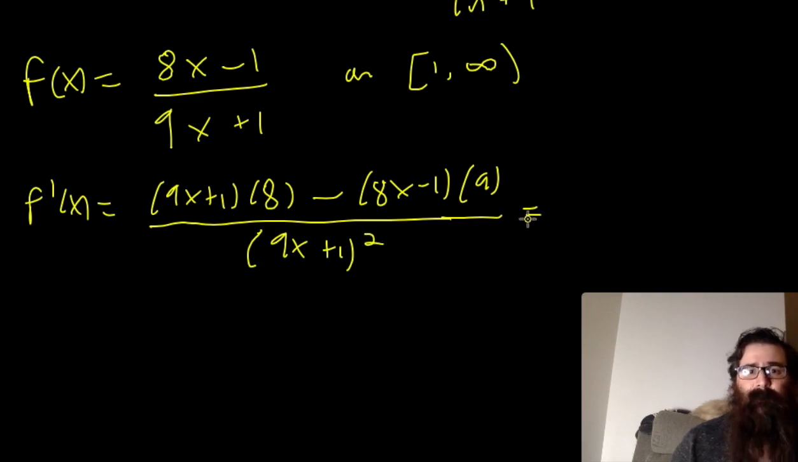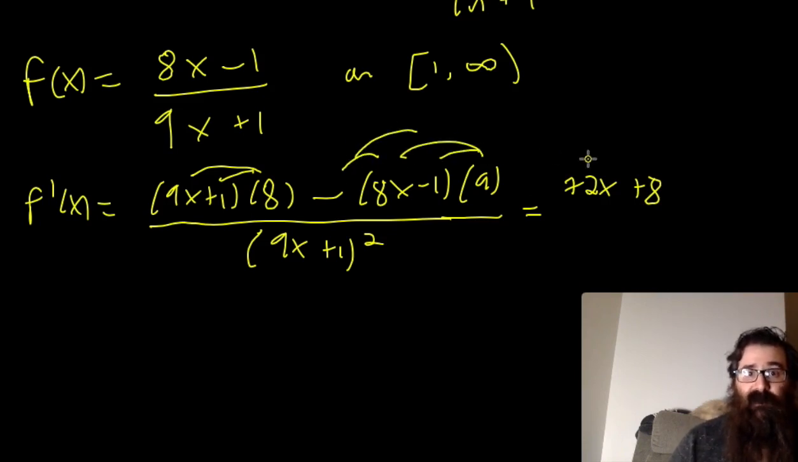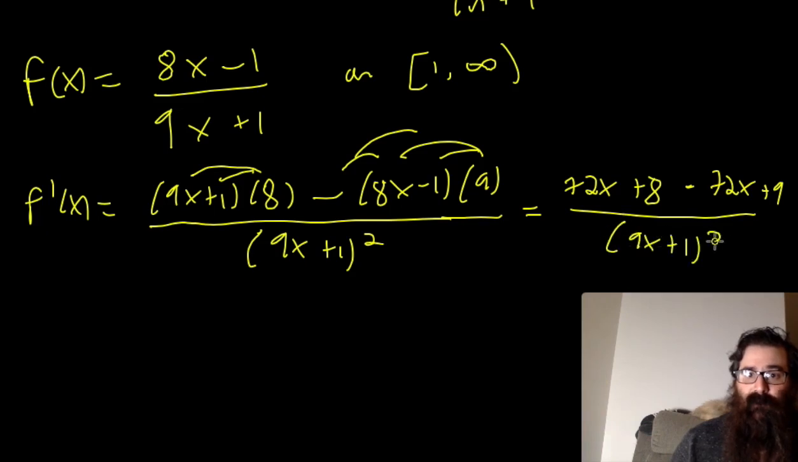And then I want to clean this up as best as I can. So if I distribute in, well, 8 times 9x is going to give me 72x, and then plus 8. Over here, I want to distribute the 9 in, but I also want to bring my subtraction in. So I'll say, well, 9 times 8x is 72x, but I'm subtracting it, so minus 72x. And then a negative 9, but I'm subtracting it, so that's plus 9. And then all over (9x plus 1) quantity squared.